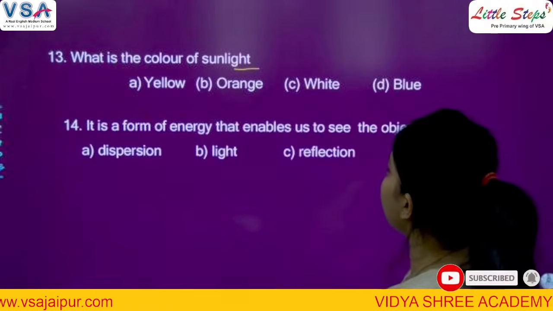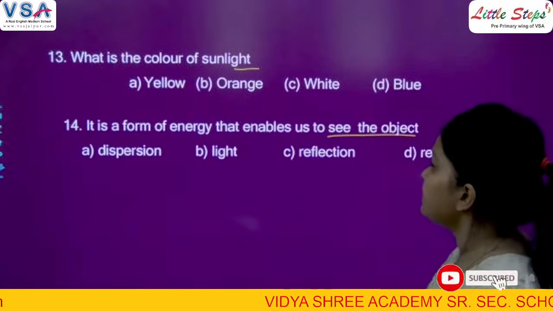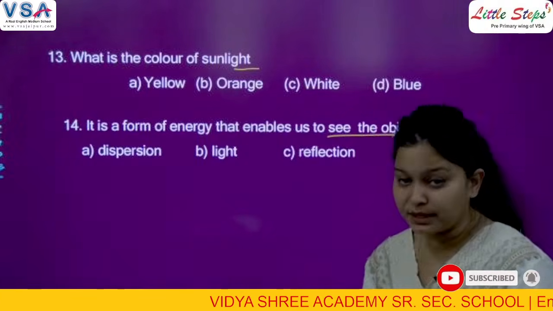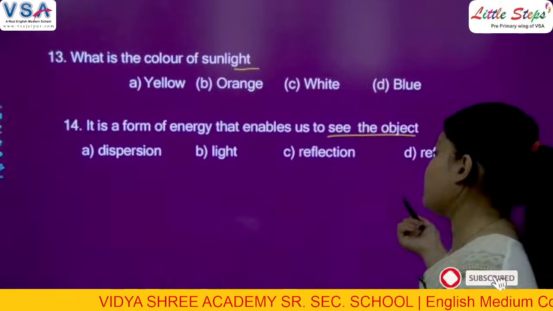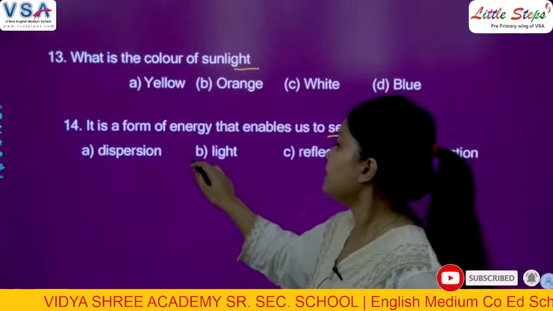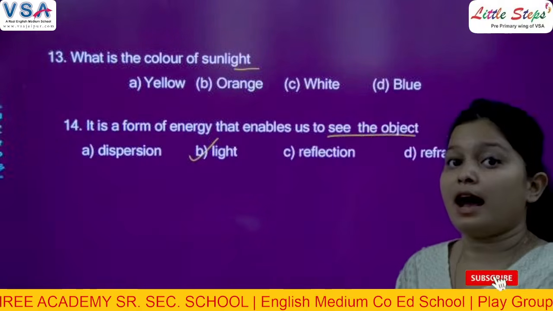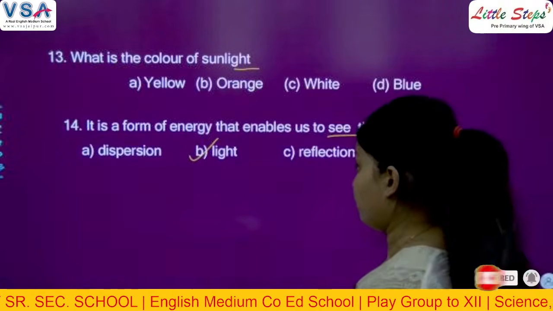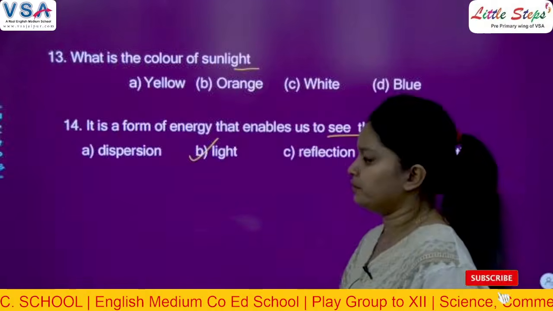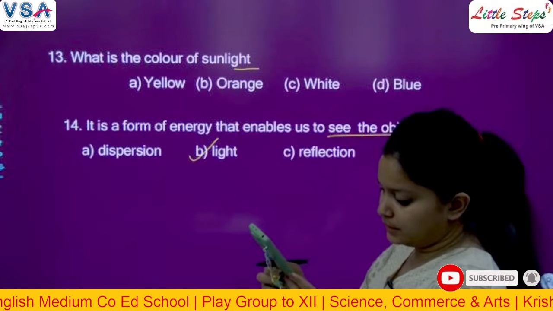14. It is a form of energy that enables us to see the object. Through this source of energy we can see the things all around us. What is it? Dispersal, light, reflection or refraction. Of course it is light. Without light we cannot see anything. Light is a source of energy. So the answer of 13th question, Pratik commented white.